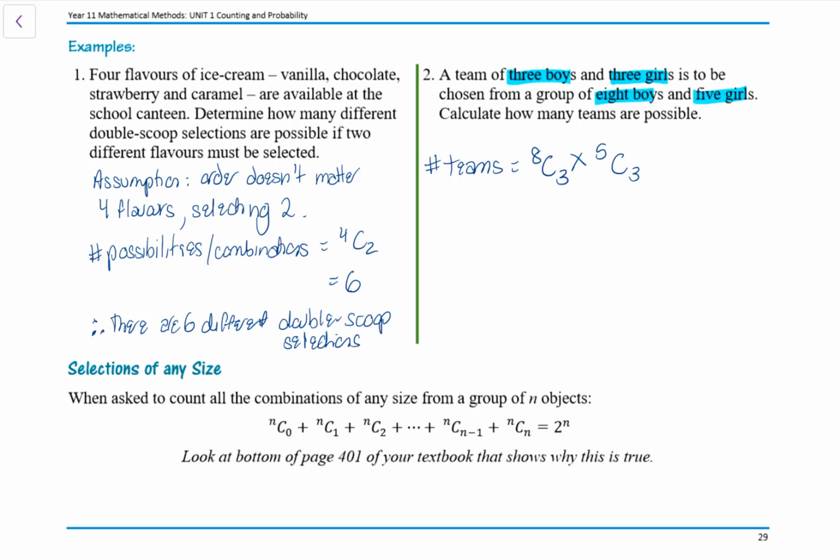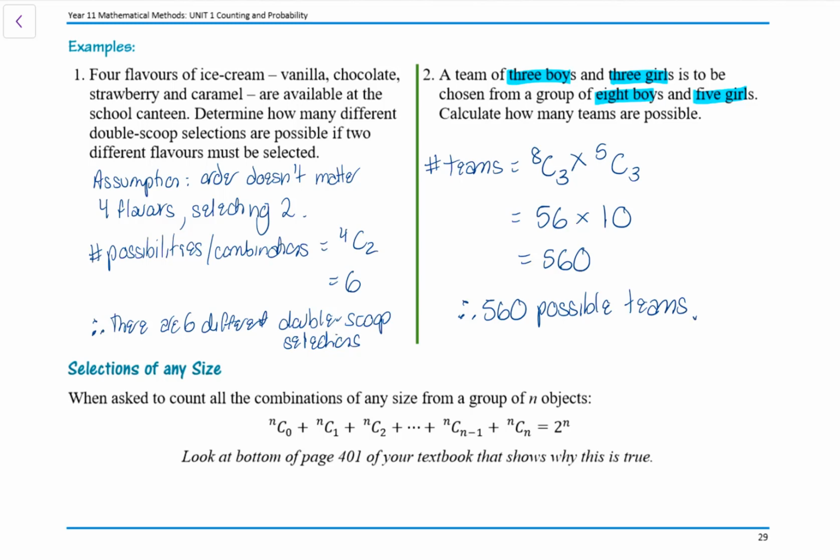That's our multiplication law, which is what we've been doing in probability. When we go across a tree diagram, you multiply. So go to your calculators and work these out. Again, as I said, you don't need to be able to use the formula. You can use your calculators to work it out. So that's 56 times 10, which is 560. So therefore, 560 possible teams.